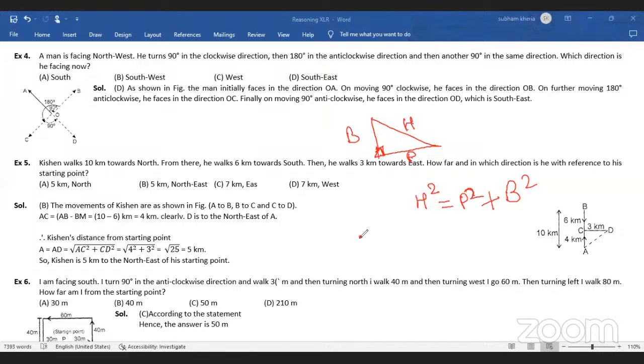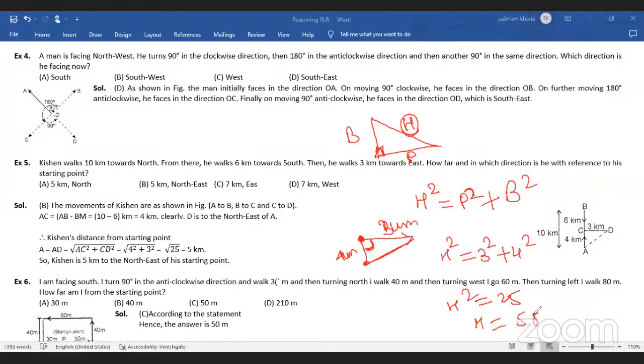And what diagram did we get? He was here. Then he went here for 3 kilometers. And his initial point is here, 4 kilometers. We needed to find this. Because this is 90 degrees, we needed to find the side opposite the 90 degrees, that means H. What is the logic? H square will be 3 square plus 4 square, that is 9 plus 16, 25. If H square is 25, H is how much? 5. Easy peasy. Yes or no?